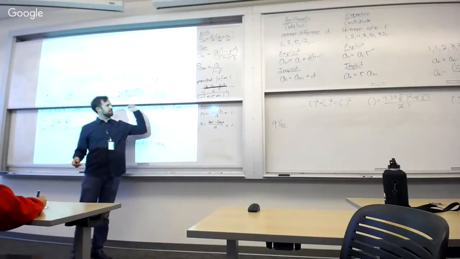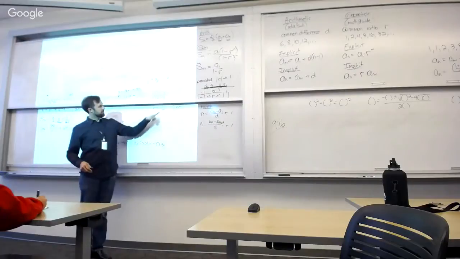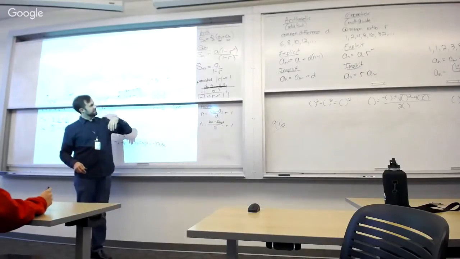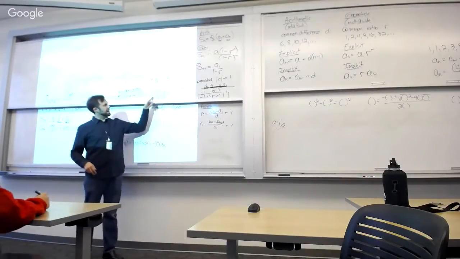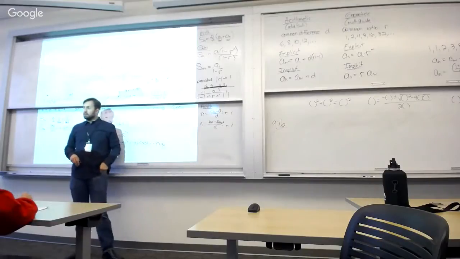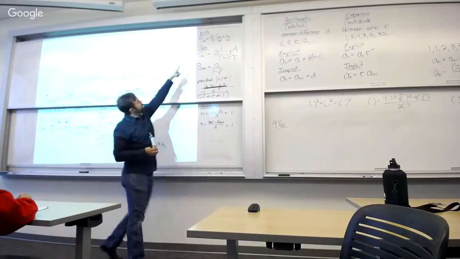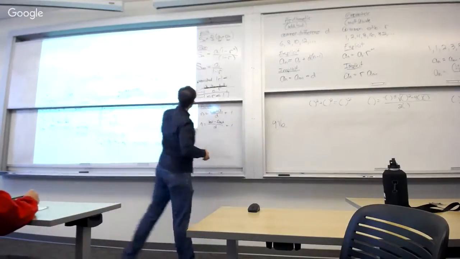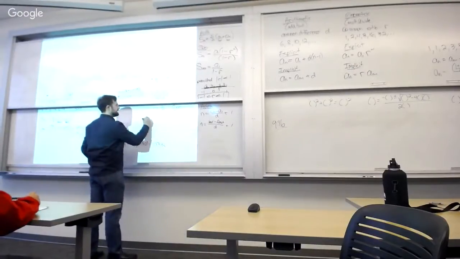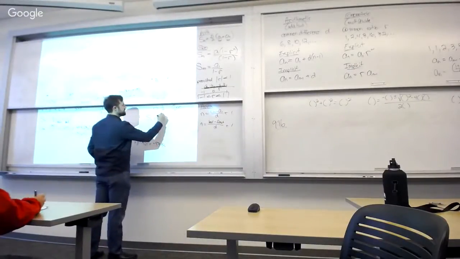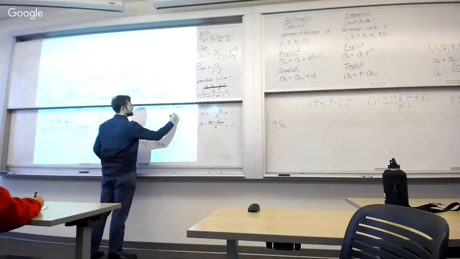This is a geometric sequence. We're multiplying by 1/2 over and over again. We want to add them all together. We have a formula, right? So we have a formula, S sub n. Let's look at that formula. S sub n equals the first term times 1 minus r to the n all over 1 minus r.